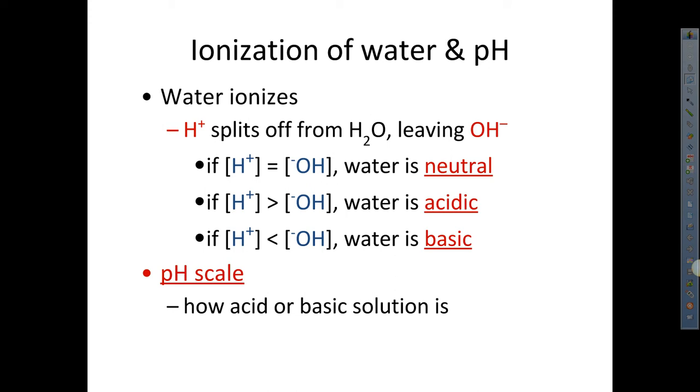And so the pH scale is typically 1 to 14. I have seen a 1 to 16 scale, but it's not very common to see. 7 is neutral. Anything less than 7 is considered an acid. Anything greater than 7 is considered a base.